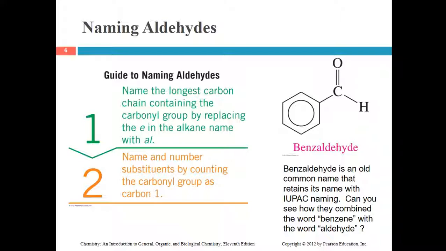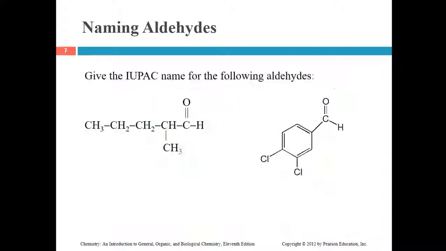Now let's look at an old common name that is also the IUPAC name. Usually the IUPAC name is not an old common name, but here's one that is. Let's look at benzaldehyde. It's an old common name that retains its name with the IUPAC naming. Notice how they combined benzene and the fact that it's an aldehyde to come up with the word benzaldehyde. So this is an example of an old common name that is also the IUPAC name for an aldehyde.